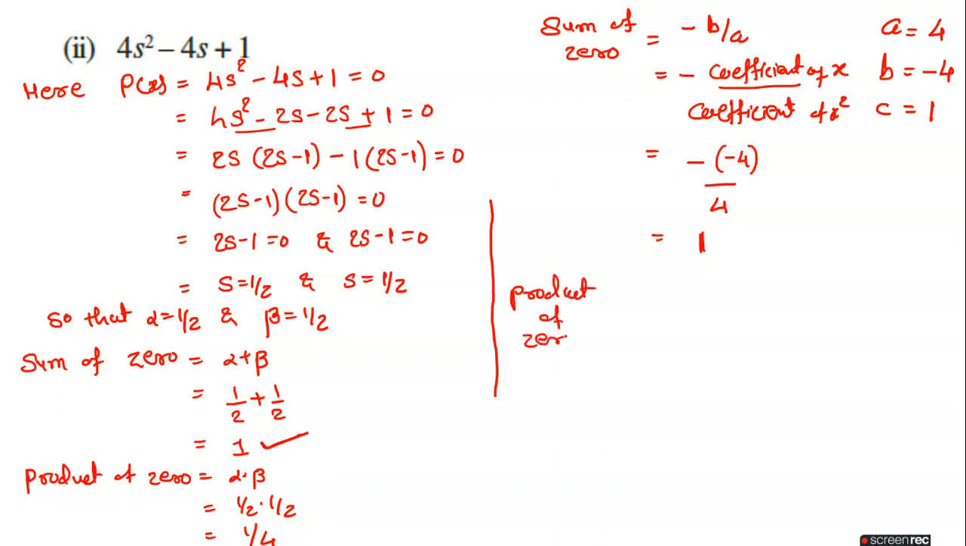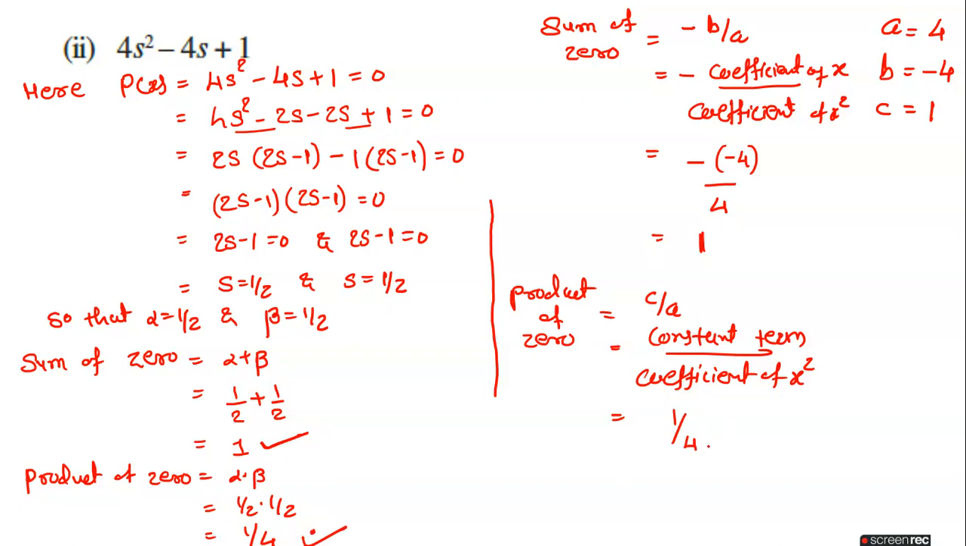Now product of zeroes is equal to c by a. C is the constant term upon a, the coefficient of x square. Let us put 1, and a is again 4 only. So 1 by 4, here also you can see 1 by 4. Okay. So now in the last statement we have to write thus. You can write in your own words. Relationship.